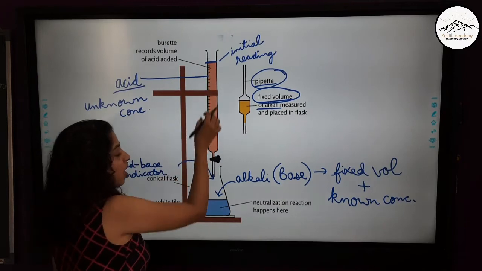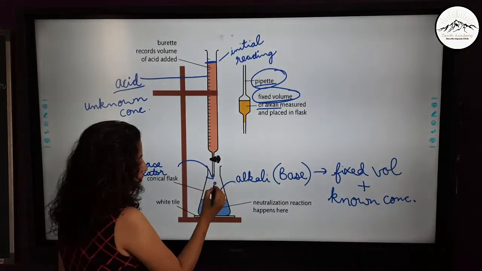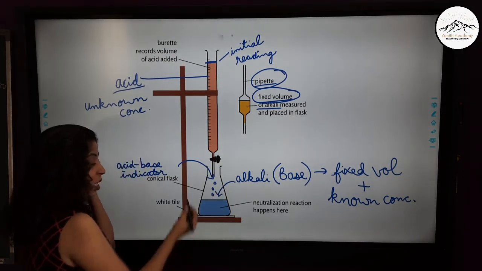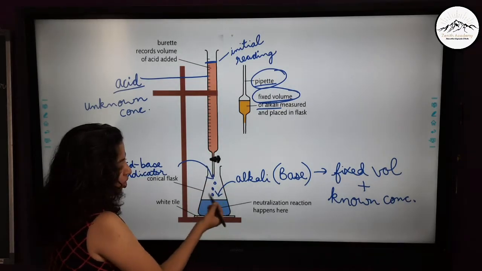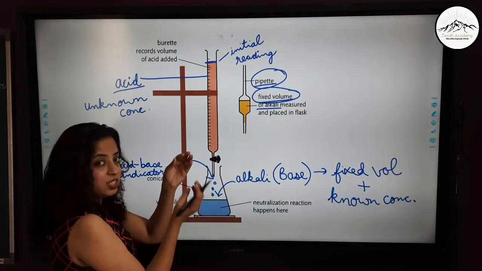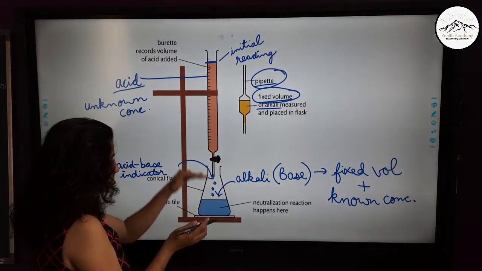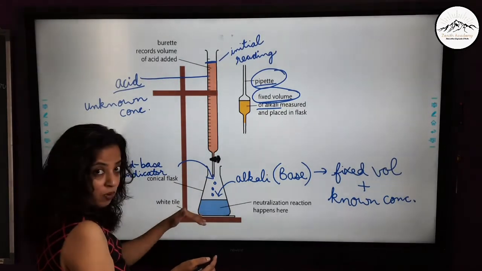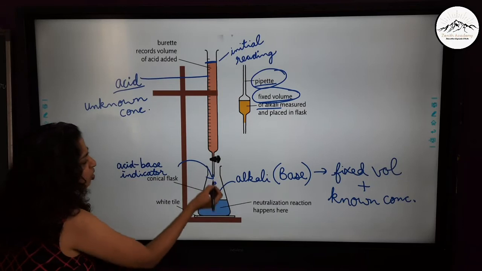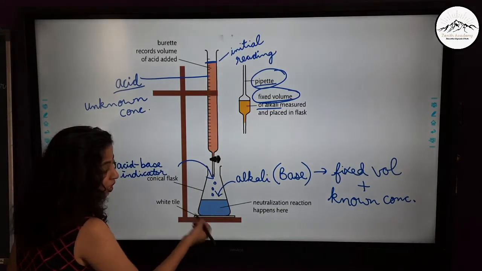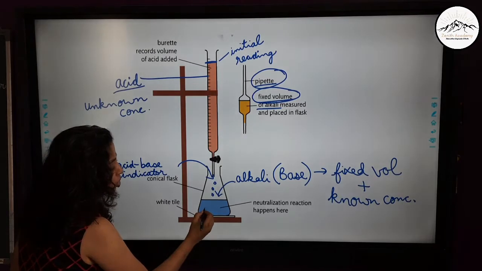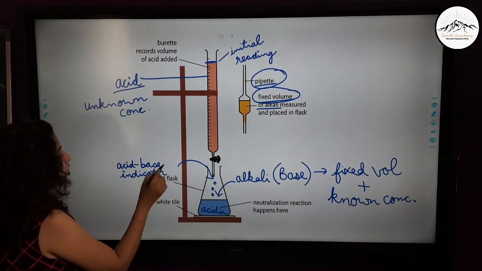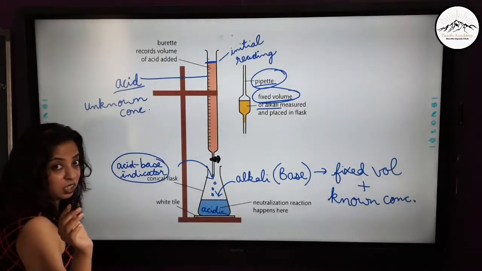And then we allow acid to fall into it dropwise by opening the stopcock. Now what happens is, as the acid is reaching the base, it is reacting with the base, and as soon as all the acid has reacted with the base, so now the base is over, then if I add another extra drop of acid from the burette into the conical flask, now the solution will turn acidic at this point. So at this point there will be a change in the color of the acid base indicator or pH.